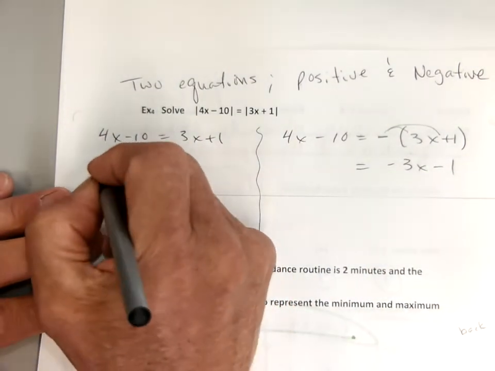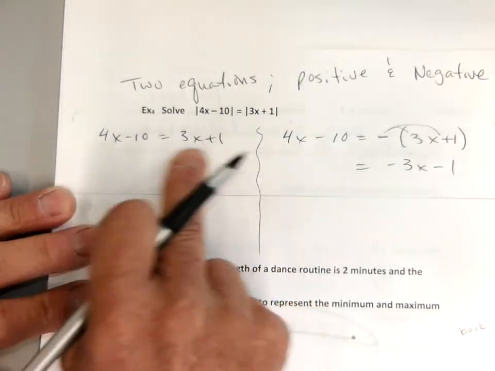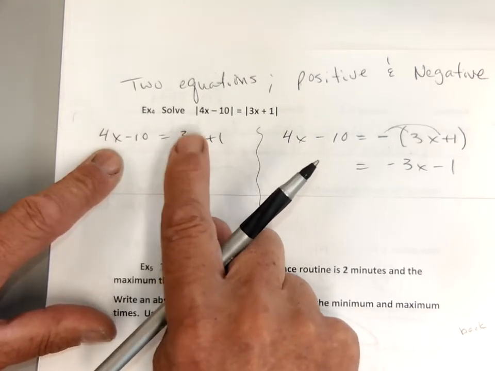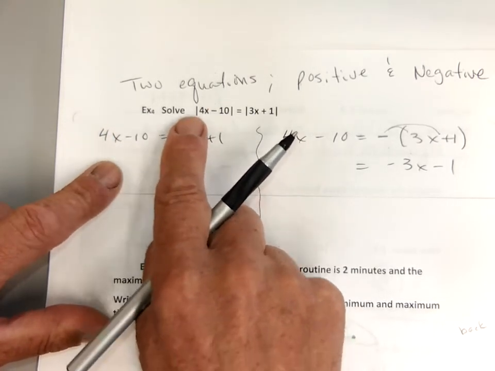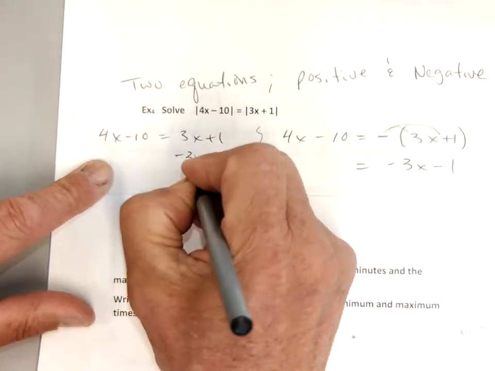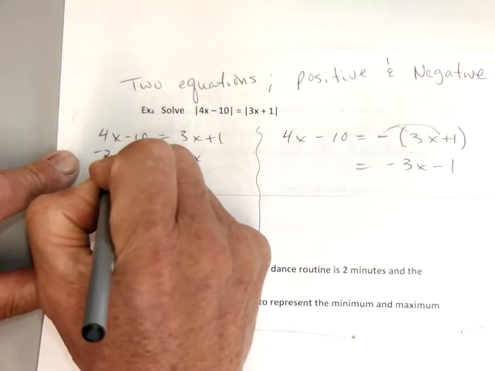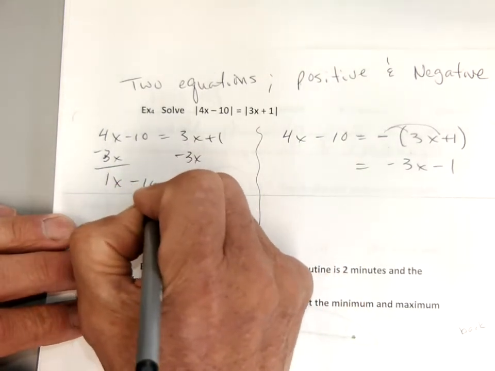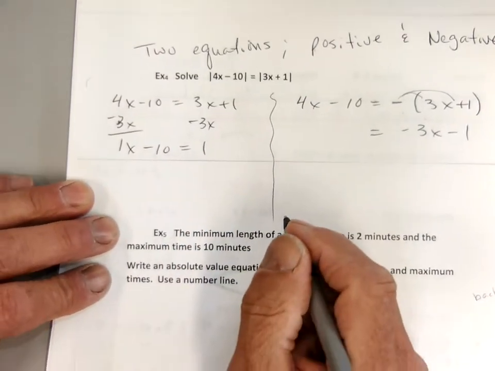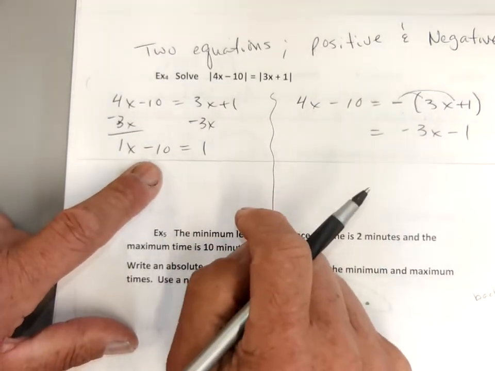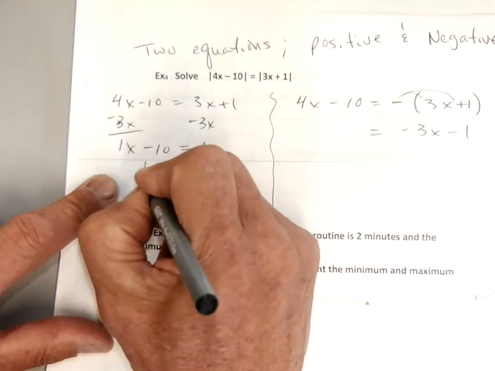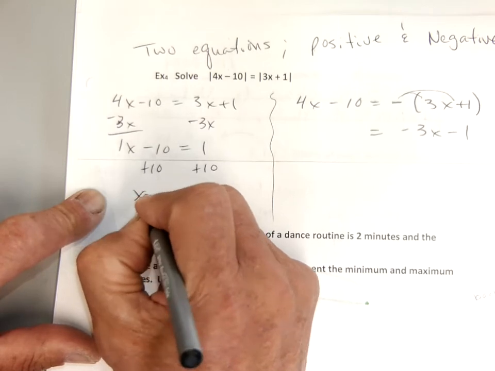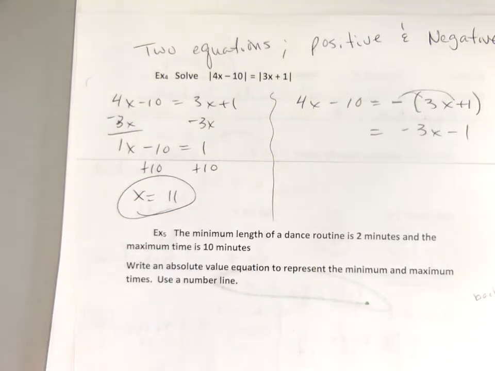All right, so 4x minus, and let's solve the positive one first, okay? So we've got x's on both sides, right? Let's get rid of the smallest x. So I'm going to go minus 3x to cancel it. We get a 1x minus 10 equals 1. The opposite of subtract 10 is to add 10 to both sides. Add 10. And I get a 1x, or x, same thing, equals 11. Okay, I've got one answer.